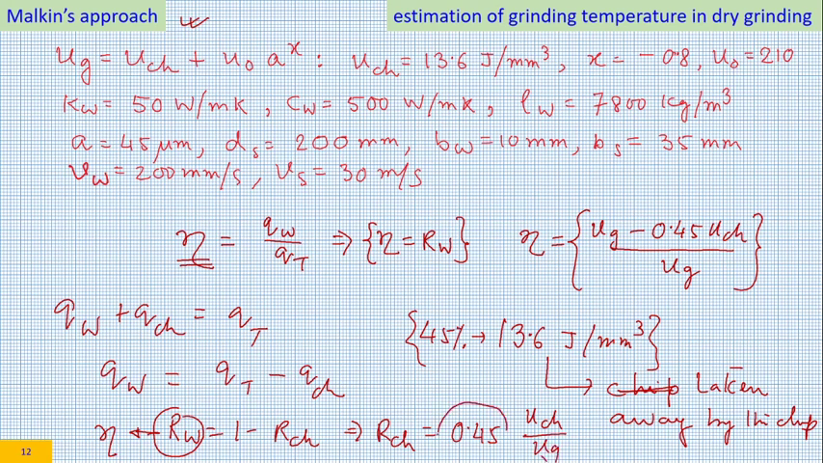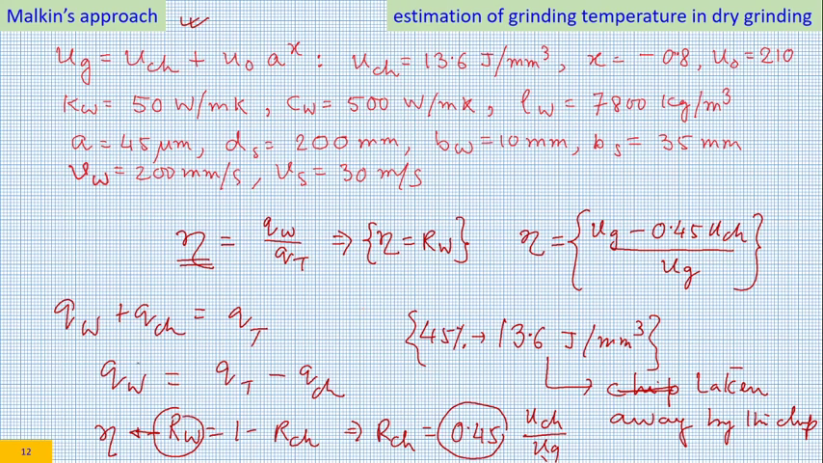What is RCH? Amount of heat taken away by the chip, amount of heat flux taken away by the chip, or fraction of total heat flux taken away by the chip. So this was his hypothesis. What was the basis of his hypothesis? That is not very clear. He has done empirical studies and found out that this is what it is.